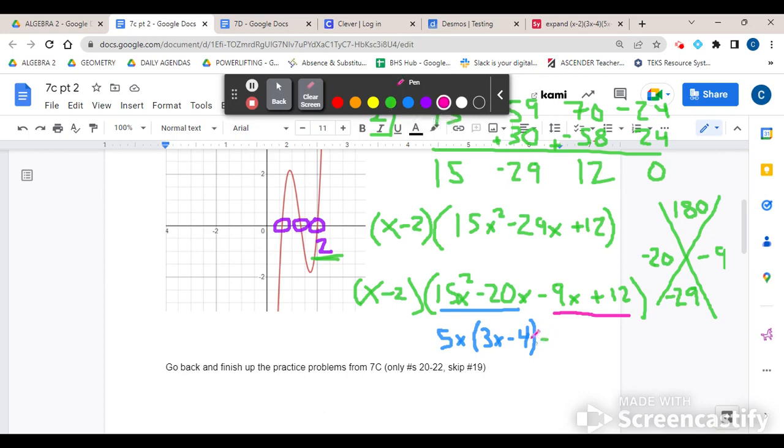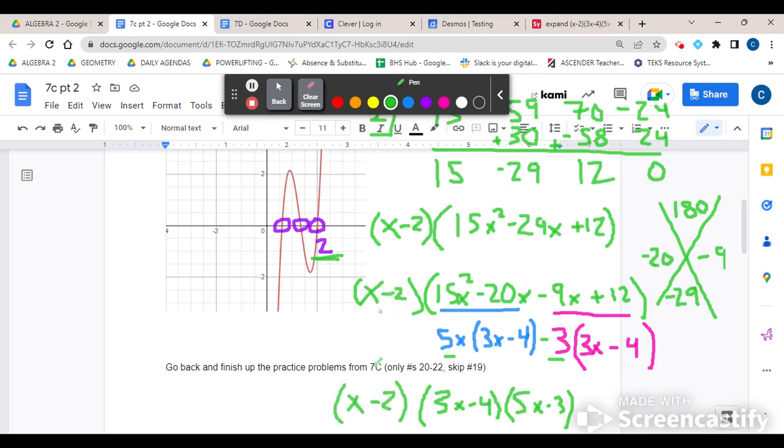Coming over to this side, negative 9x plus 12. We already have a minus here. What goes into 9x and into 12? Well, 3 goes into both. 9x divided by 3 is 3x, and 12 divided by negative 3 is negative 4. So we have 5x times 3x minus 4, minus 3 times 3x minus 4. If we put this back together, one of our parentheses is going to be 3x minus 4. The other parentheses is going to be 5x minus 3, because those are the outside terms. That we just pulled out from there.